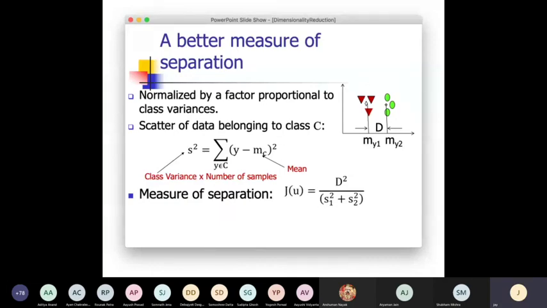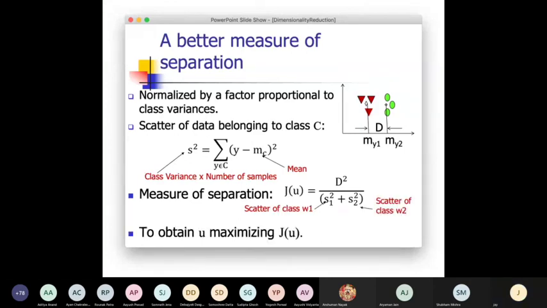So measure of separation, finally, this is the objective function. That is what we are trying to maximize. We are normalizing the separation by this total scatter. Rather, I should say square of separation by this total scatter. And we would like to maximize it. So we'd like to maximize this particular objective function to get the direction A. Okay.